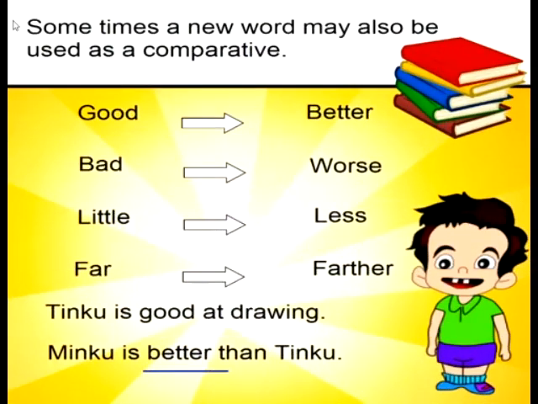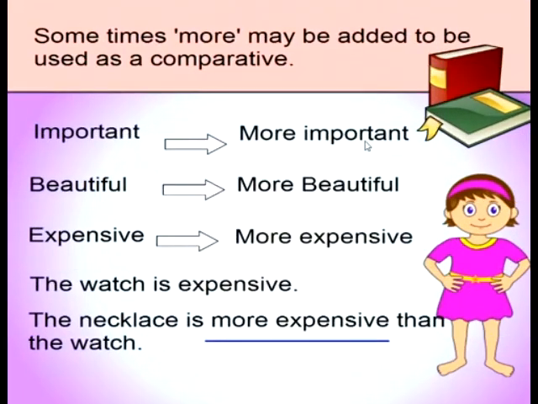Sometimes a new word can also be used as a comparative. So we don't say badder or gooder, we use a totally different word. For good, it's better. Bad, worse. Little, less. Far, farther. So remember this, it's a totally new word. Tinku is good at drawing. Minku is better than Tinku. So how do you use the comparative form of good? We use better.